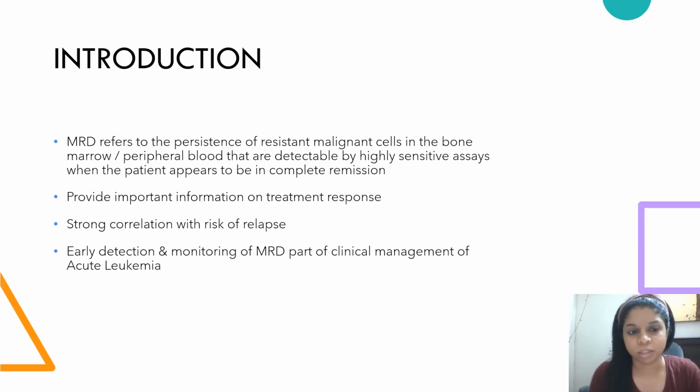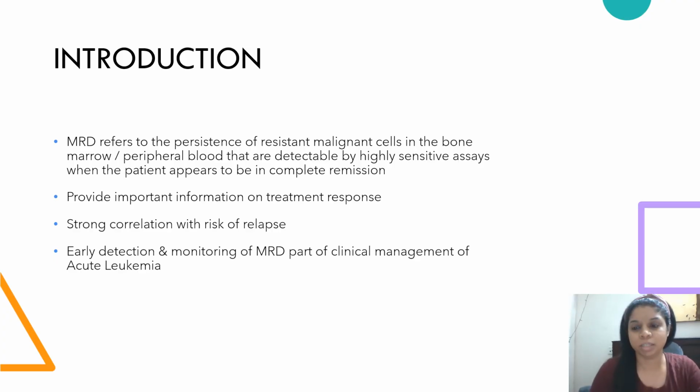So what is MRD, or minimal residual disease? It refers to the persistence of resistant malignant cells in the bone marrow or the peripheral blood that are detectable by highly sensitive assays when the patient appears to be in complete remission. It also provides important information on treatment response, and it has strong correlation with risk of relapse, and early detection and monitoring of minimal residual disease is part of clinical management of acute leukemia.